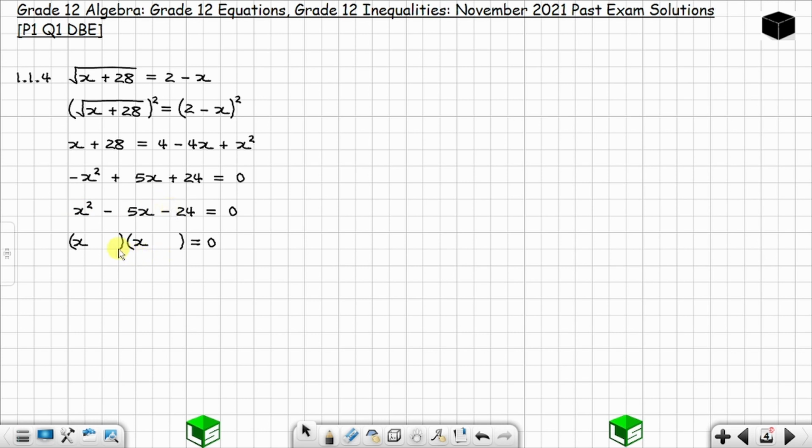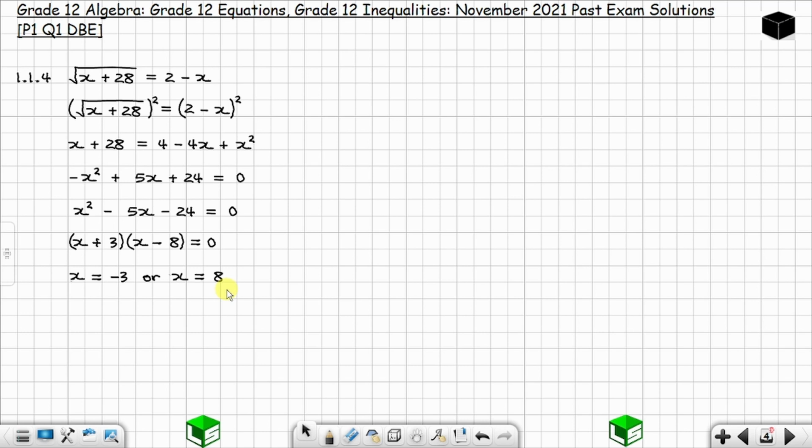Now from here you have to use 2 numbers. If you multiply those 2 numbers, you get negative 24, and if you add those 2 numbers, you get negative 5. So you can use 3 and 8. You know that 3 times 8 is 24, and 3 minus 8 gives minus 5. So you are going to have plus there and minus there, and you carry on. You can see from here x is equal to negative 3, or x is equal to 8.